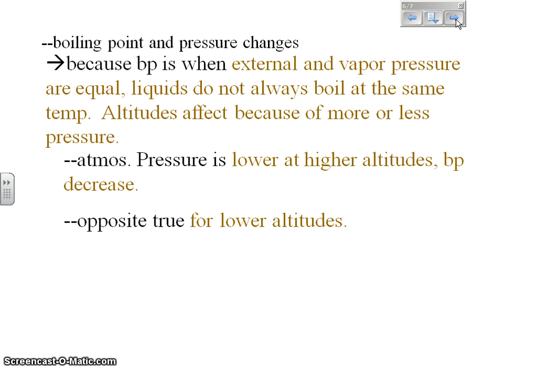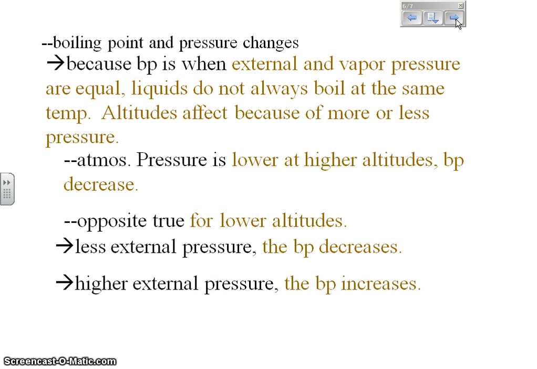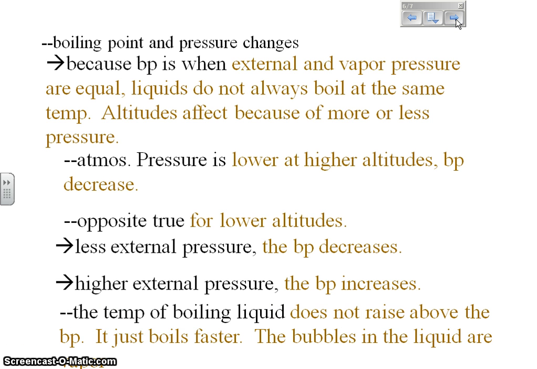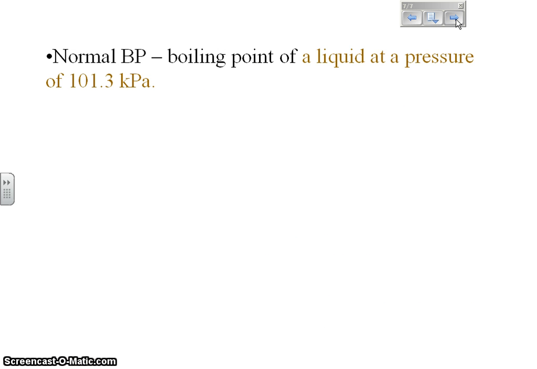Atmospheric pressure is lower at higher altitudes, so the boiling point decreases, and the opposite is true for lower altitudes. Less external pressure, the boiling point decreases; higher external pressure, the boiling point increases. The temperature of a boiling liquid does not rise above the boiling point, it just boils faster. The bubbles in the liquid are nothing other than vapor. Okay, the normal boiling point of a liquid is at a pressure of 101.3 kilopascals, and as you know, water's normal boiling point is 100 degrees Celsius.